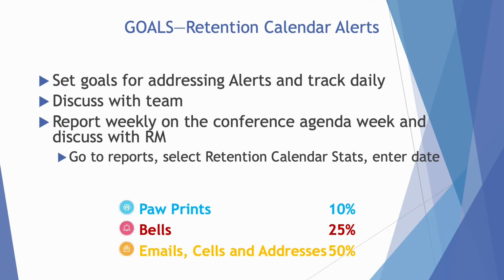So for paw prints, the goal is 10% of the alerts are satisfied. That's the lowest number because the paw prints do tend to be the most difficult. The reason for that is the patient's not there in the practice. Remember, the paw prints are for patients who belong to the same client but are not actually there in the building. So these are forward booked appointments, and they're a little bit harder to achieve.